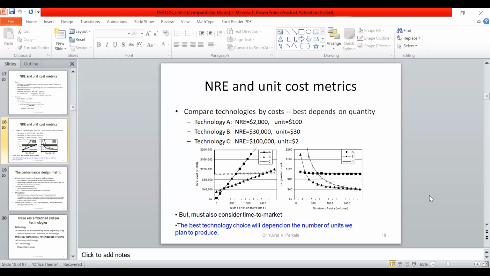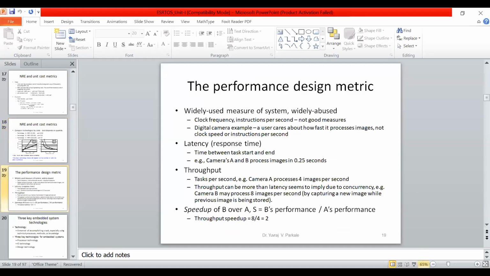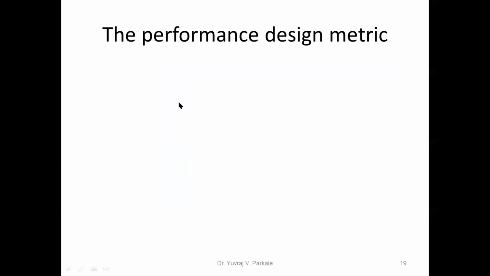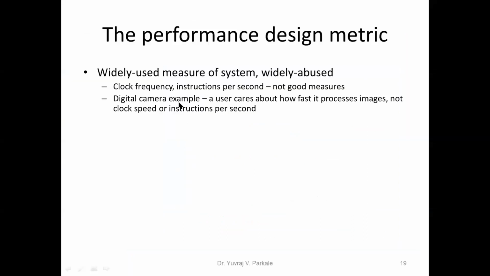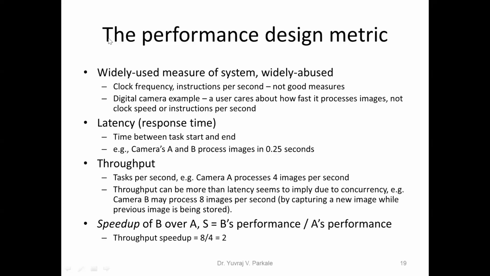Then we go for the next point. Now the next point is again the design metrics, but the point is very important. Let's say you have designed some embedded system or some product. Now you have to check the performance of that product, that is, you have to check the behavior of your product, whether it is behaving properly or not.